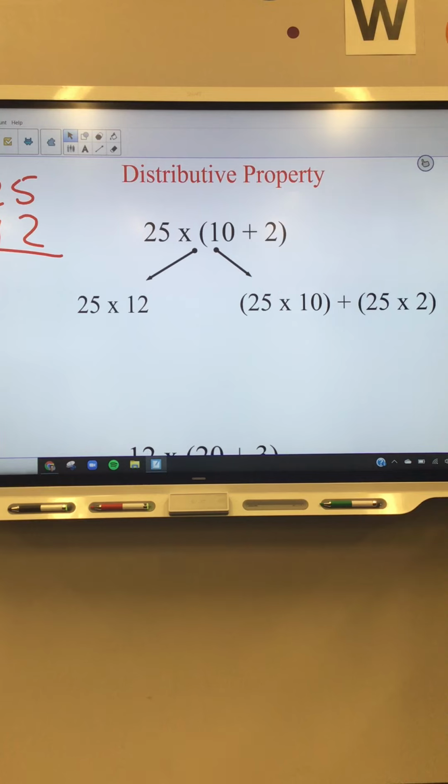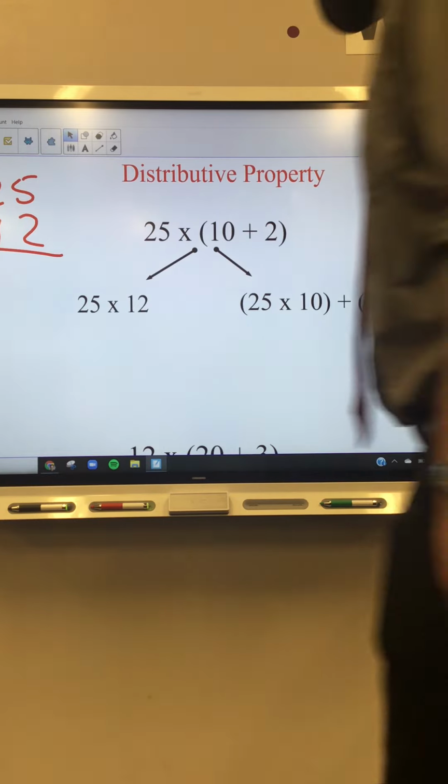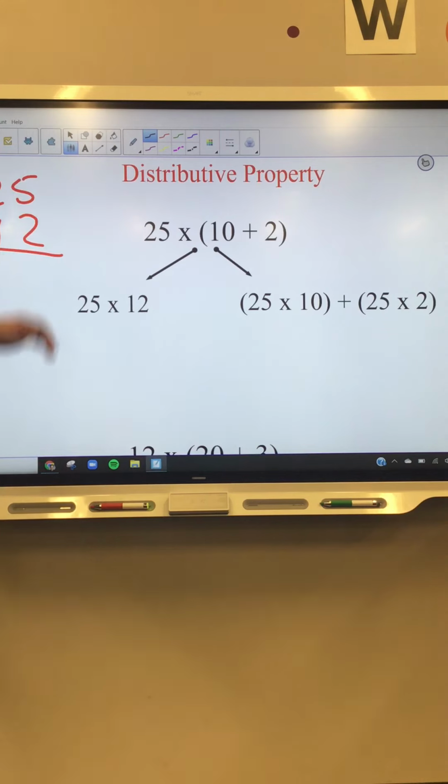What do I do when I multiply by 10? I'm not adding 10. What's 6 times 10? 60. What's 7 times 10? 70. What's 32 times 10? 320. What did you do every single time? You just add a 0 on the end, right? So sometimes it's helpful for us to do it that way.